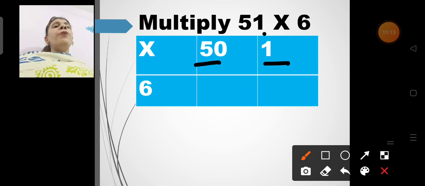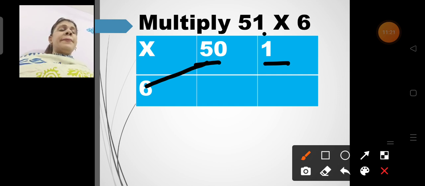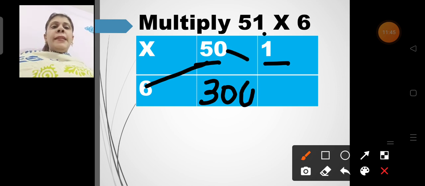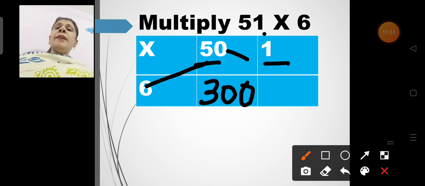Okay, then what are we going to do? We are going to multiply 50 by 6. This 6 we will write below the multiplication sign. Now children, we don't know the table of 50, so we will say the table of 5 and we will multiply 5 by 6. So 5 1s are 5, 5 2s are 10, 5 3s are 15, 5 4s are 20, 5 5s are 25, and 5 6s are 30. So I will write here 30. Now this 0 is left. I will write this 0 here. So when I multiply 50 by 6, I get my answer 300.